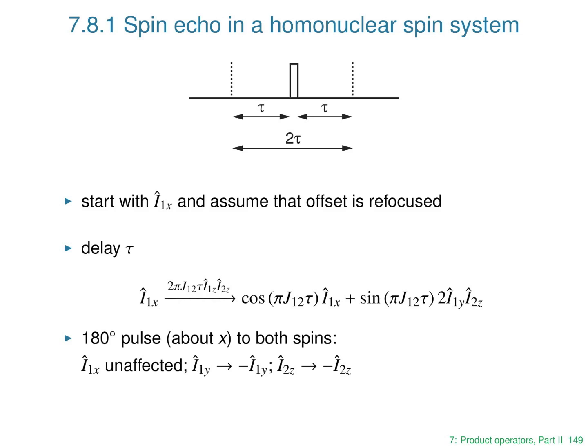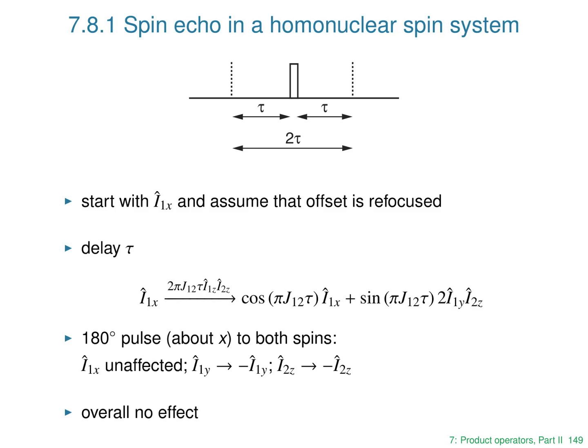So what will that do? Well, the I1x term is completely unaffected. The I1y term will go to minus I1y. And the I2z term will go to minus I2z. So the net result of all of that is absolutely nothing, right? Because the two minus signs associated with the I1y and the I2z cancel one another out, and the I1x is unaffected anyway.